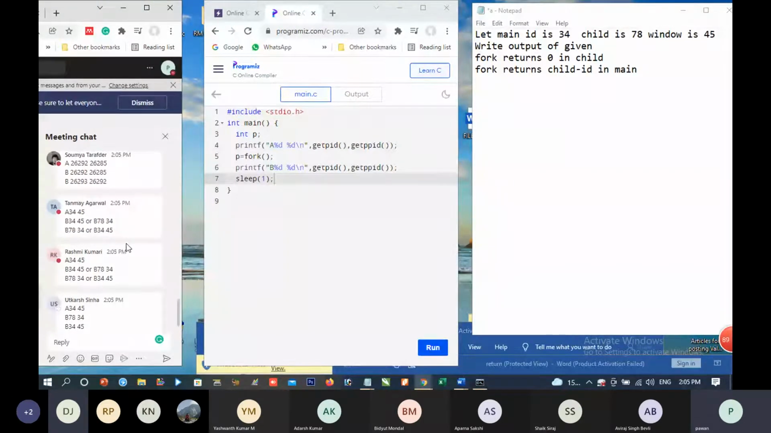Tarafdar, I have written the IDs. Why are you using your own IDs? Very simple.